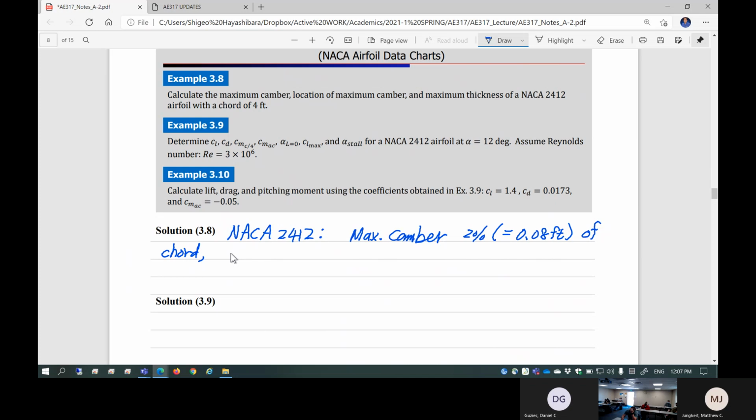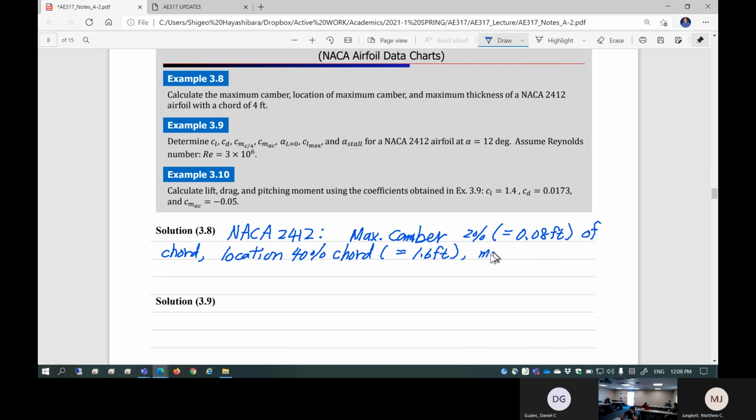And what is the location? The second digit, 4. So the location is 40% chord. That's where the maximum camber is, at 40% chord, which measured from the leading edge is 1.6 feet. That's the location of maximum camber.